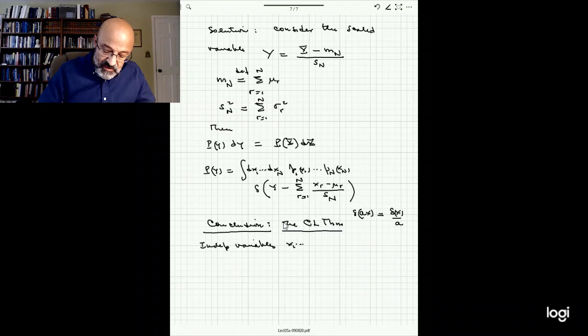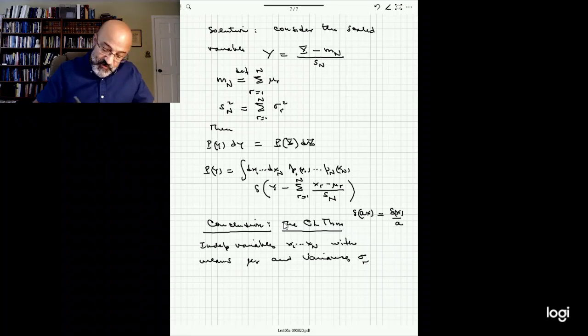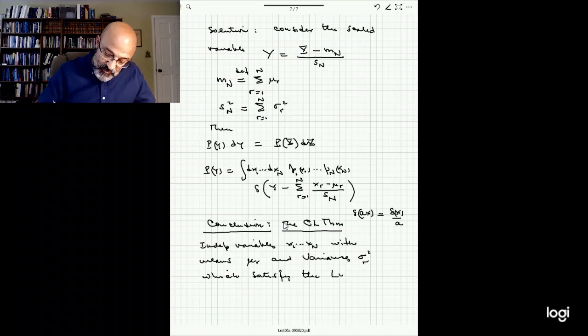x1, ..., xn, with means mu r and variances sigma r squared, and they satisfy the following Lyapunov condition.